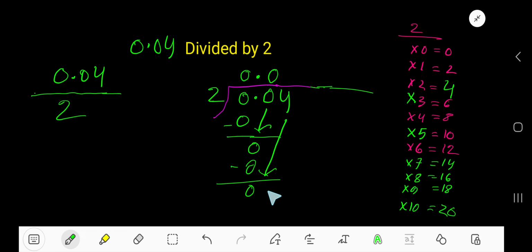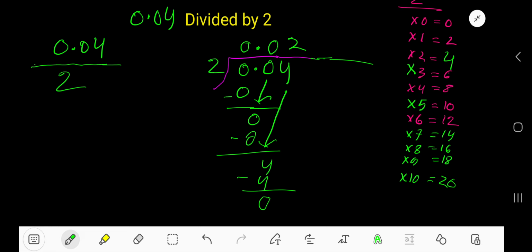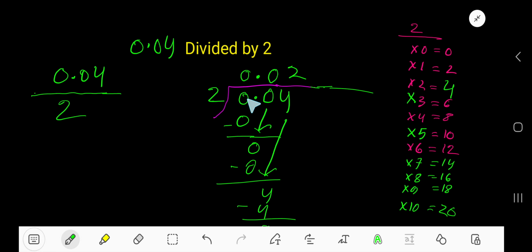Bring down this 4. 2 goes into 4 how many times? 2 goes into 4 2 times, right? 2 times 2, 4. If you subtract, the remainder will be 0. So you need to stop here, and your answer is 0.02.